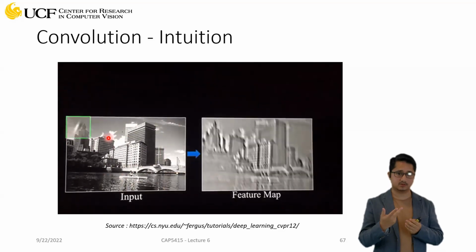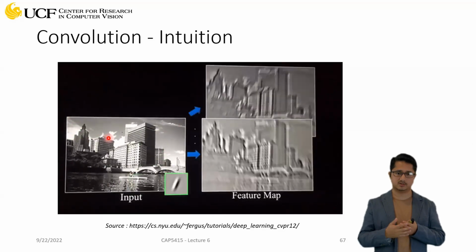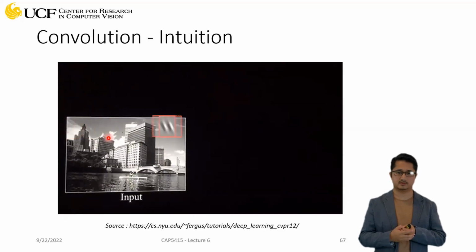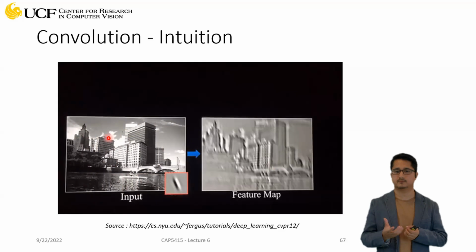And again, these are just 2 kernels. If you have a lot of such kernels, you can find very interesting patterns in your input image. It can be used for feature extraction.